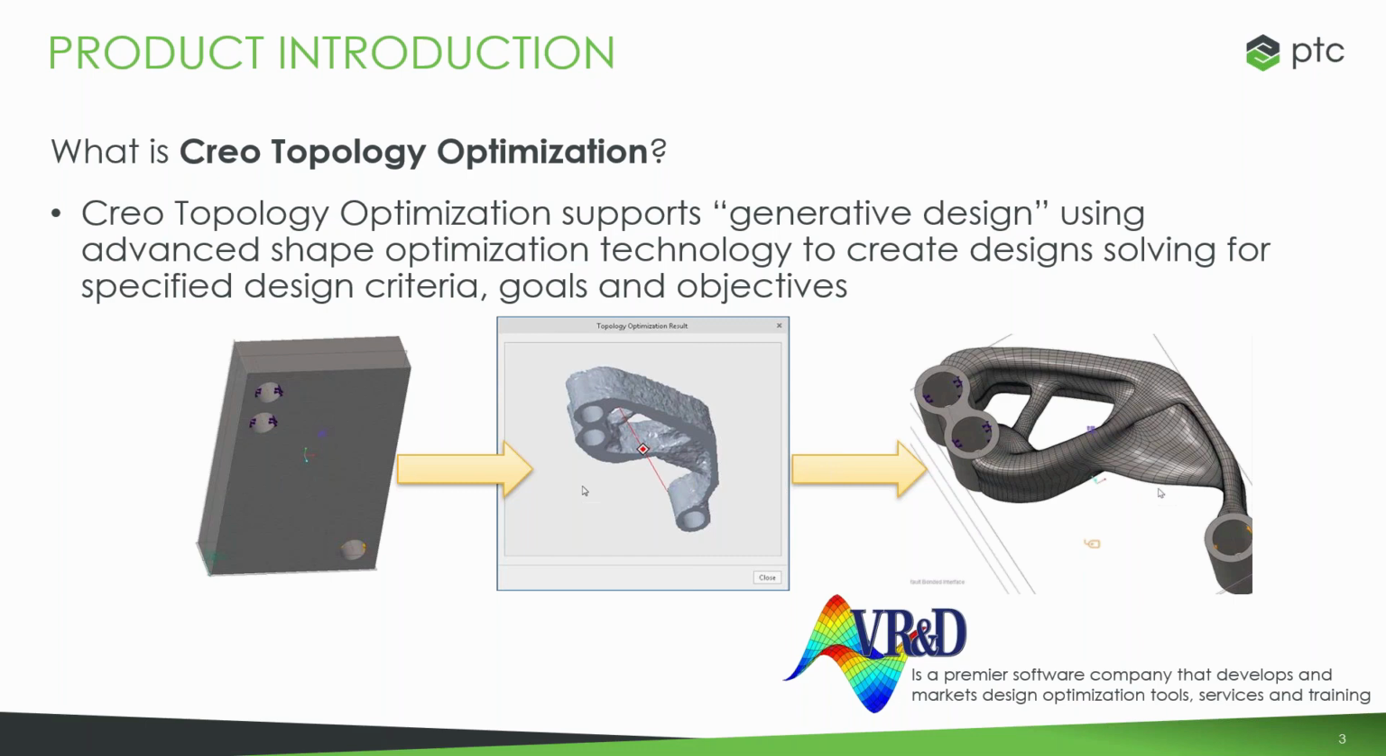VRND has been the expert at topology optimization for many years, and now it's available inside of Creo natively, right inside the interface. So really answering the question: do I have extra material in my model that I can get rid of and save the money on the material and still have my part or geometry be as efficient and functional as I need it to be?